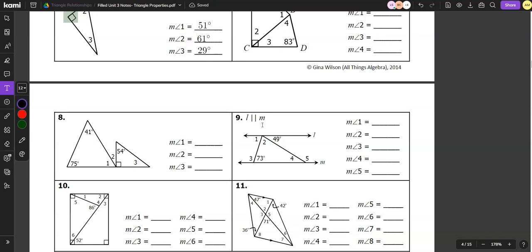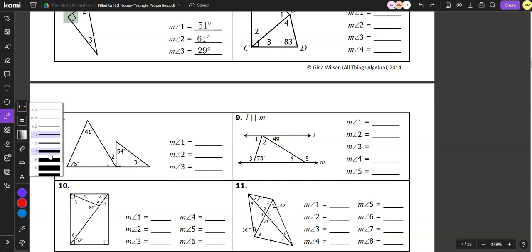All right, so for number 9, the given information is that line L and line M are parallel. So we actually don't have to do all the math here on every single one of them. We have to use our knowledge. So we see that line L and line M are parallel. So I'm going to trace them in one color like I always do when I have parallel lines. I want a thicker line than that. Okay, so line L and line M are parallel. And then our triangle is made up of the transversals.